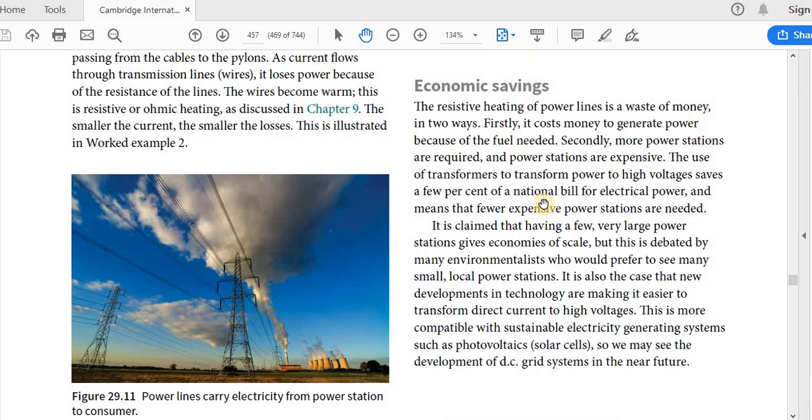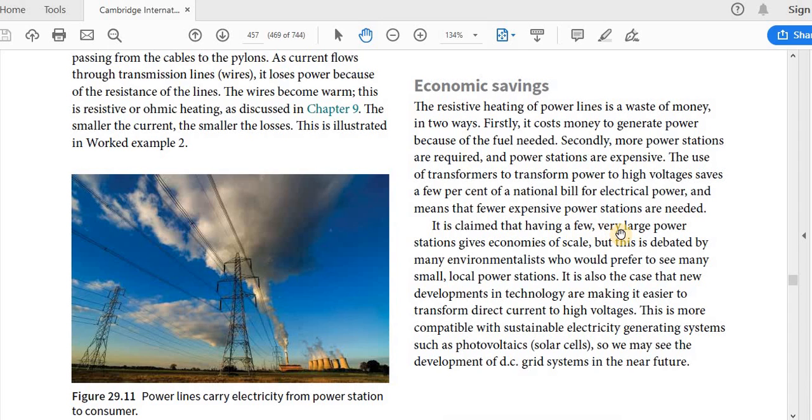And so again, explanation. The resistive heating of power lines is a waste of money in two ways. Firstly, it costs money to generate power because of the fuel needed. Secondly, more power stations are required, and power stations are expensive. The use of transformers to transform power to high voltages saves a few percent of the national bill for electrical power and means that fewer expensive power stations are needed.